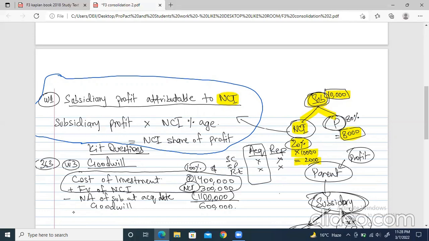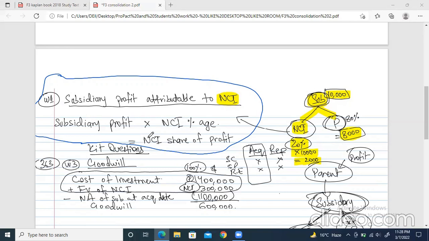Subsidiary profit times NCI percentage equals NCI share of profit. Yes, exactly. Are you done writing this? When you're done, I'll explain this. Don't worry. So you just have to write the working one. The rest of the things I'll explain over here. These are just for explaining over here.